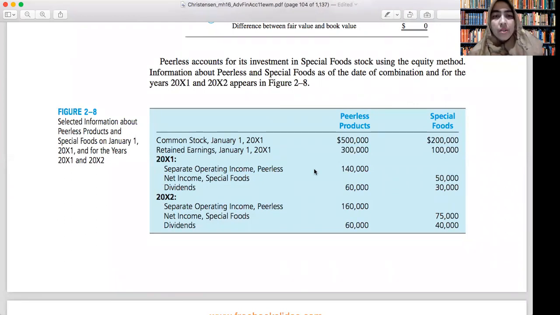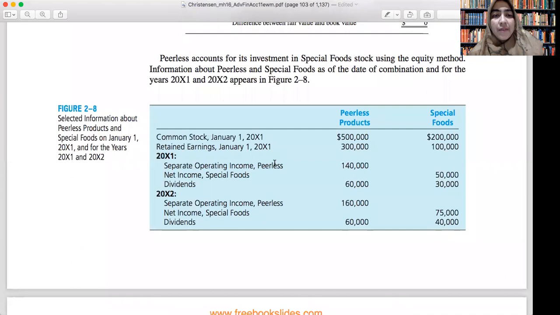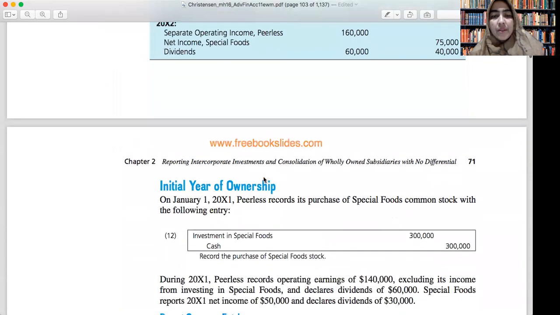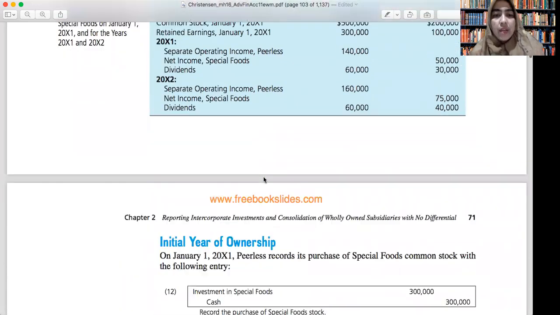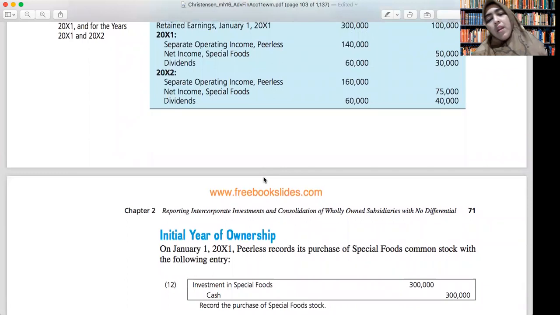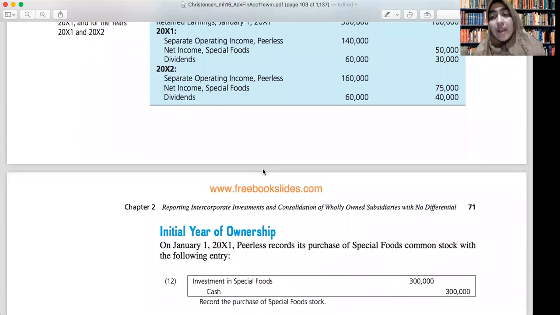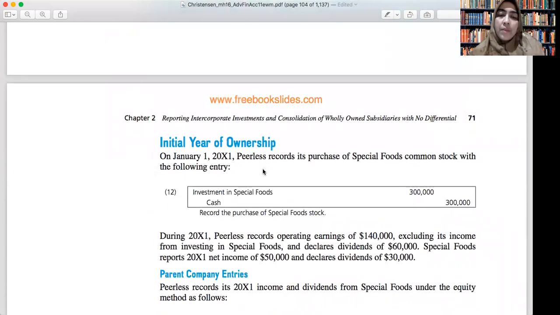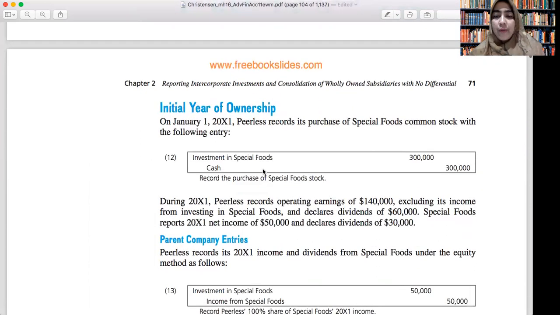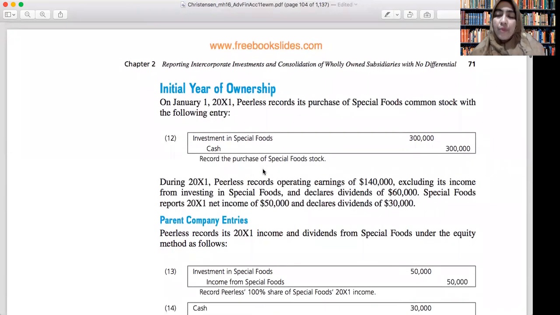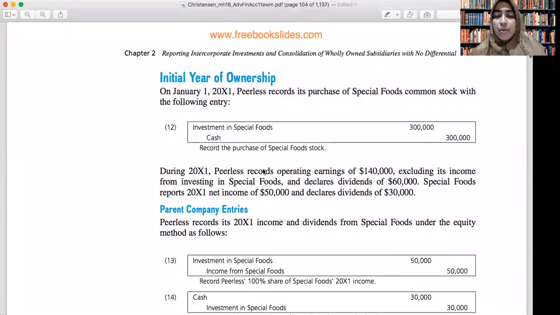So this is the selected information that has been taken from Pillars and Special Fruit, right? For the first year. Now let's have a look at the initial year of ownership. Pillars will record the purchase of Special Fruit as follows: cash 300,000 and investment in Special Fruit 300,000, right? Then Pillars records operating earnings of 140,000, excluding its income from investing in Special Fruit, and declares 60,000. Special Fruit also has net income of 50,000 and declares dividends of 30,000.